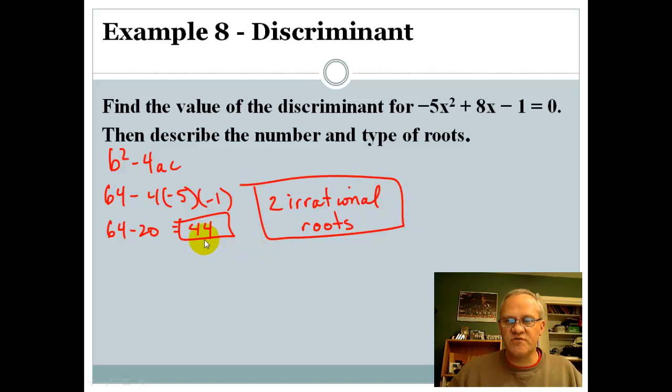So remember, if it's a perfect square, they're rational. If it's not a perfect square, they're irrational. If it's 0, there's 1 rational root. And if it's negative, that's where you get the imaginary numbers, so they're complex, 2 complex roots. Okay, well that's going to do it for this section for the quadratic formula and the discriminant.